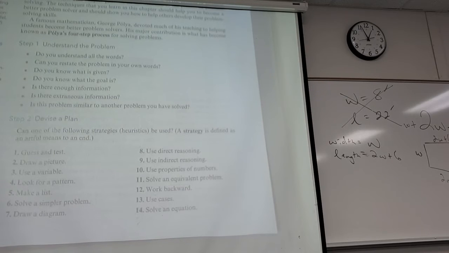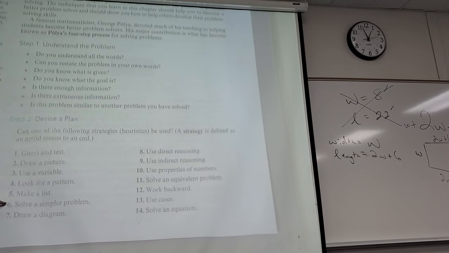So there's our guess and test. Sorry, it's so shoddy, but draw a picture, use a variable like we did over there, right? Look for a pattern that's going to come up. That's the old problem, like 1, 4, 7, 10. If I had the numbers 1, 4, 7, 10, what's the next number? 13. 13, right? The whole thing about finding a pattern. Make a list of possible answers, make a list, solve a simpler problem.